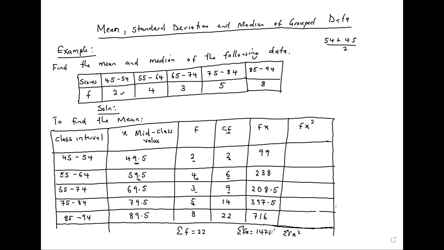And then fx squared, they are multiplying the same frequency by squaring the mid class values. That's the one we call fx squared. Okay, so just a bit.